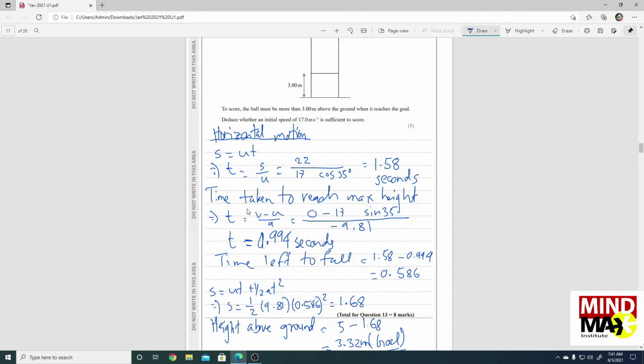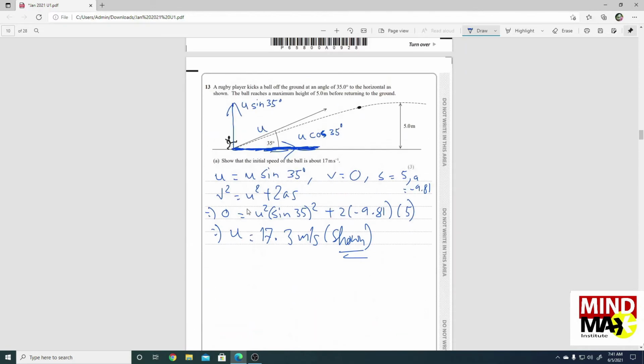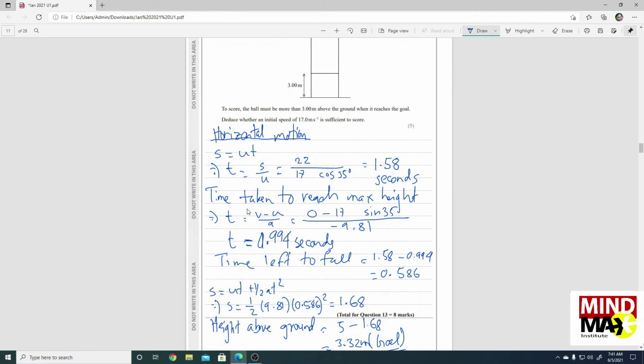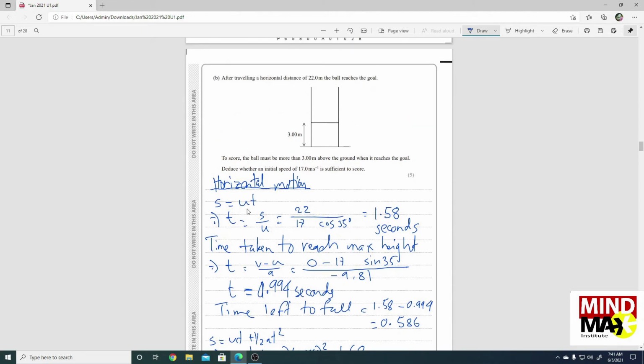So because we know the total time, this is the total time to go from here up to the goal, right? But if we wish to know if this ball is maintaining the condition, the ball must be more than 3 meters above the ground at the end. Only then can it score a goal. Because if you watch rugby matches, the post is actually like this. You have to clear this horizontal bar. You have to clear this horizontal bar to score, right?